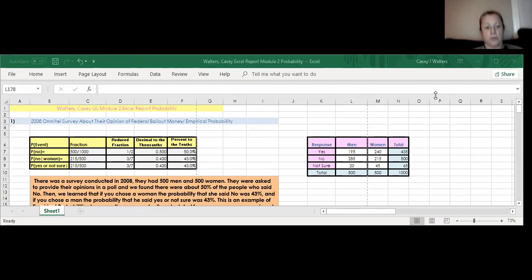Number one, we were asked, based on a survey of 500 men and 500 women by Omnitel about their opinion on whether federal government bailout money should be used to help homeowners in default, the number giving each response is shown below. And what I did is I took all of the data that was given to us and I made a table here in Excel.